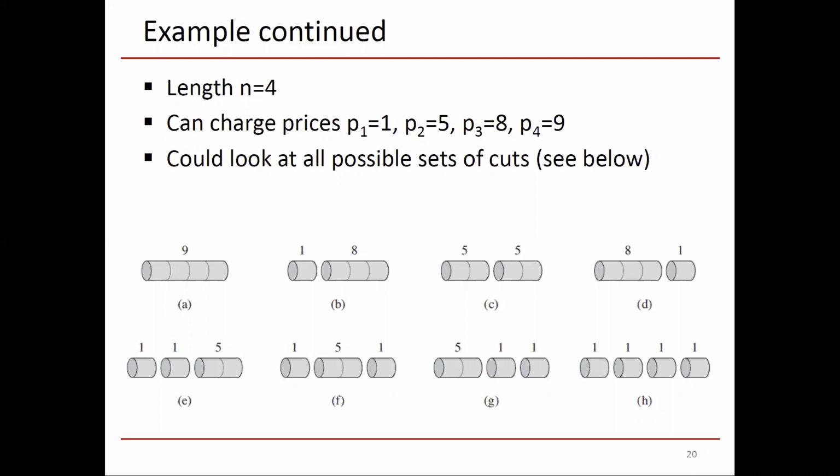B means that we cut it into 2 parts. One of the parts is 1 foot long, and the other is 3 feet long. For the 1 foot, we get $1. For the 3 feet, we get $8. The total is $9. This $9 is identical in part B to what we had in part A.